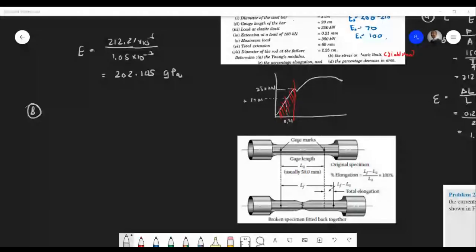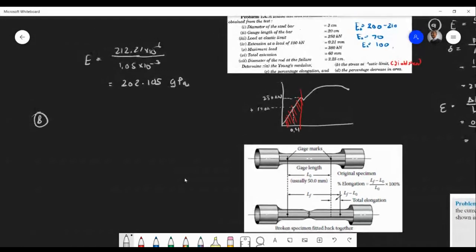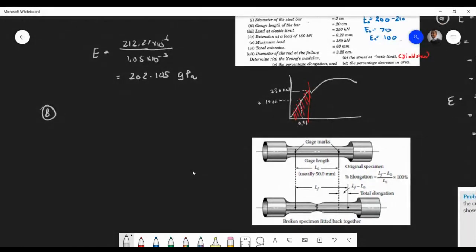Now we can move on to what's next here, our stress at elastic limit. We've got the load at elastic limit, so that's basically your yield stress. I'll denote it sigma subscript y, and that's just going to be 250 times 10 to the power 3 over pi times the diameter squared over 4, and we use exactly the same diameter, which was 3 centimeters. Let me square that. So can I get the stress, please?